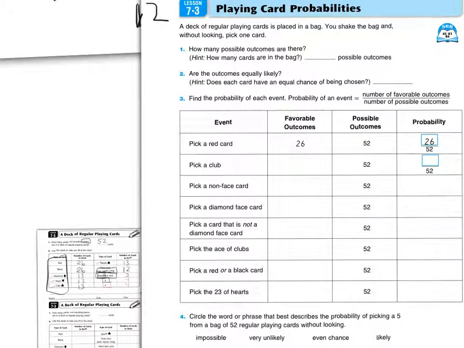First question says, how many possible outcomes are there? Hint, how many cards are in a bag? Let's see. We know it's 52 because there are 52 possible outcomes. If there's 52 cards in the deck, there's 52 things that can happen.